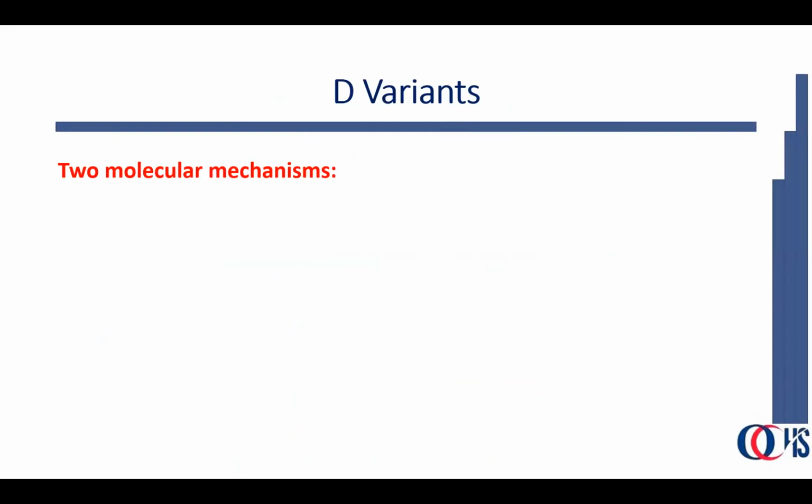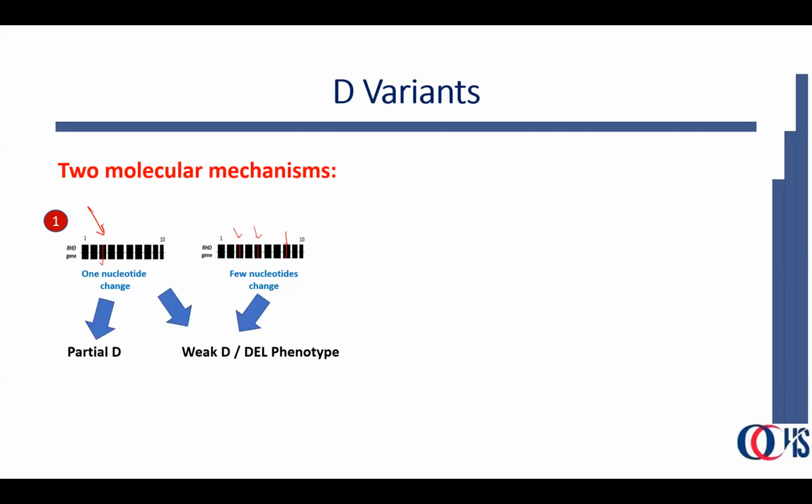I talked about D variants actually. There are two molecular mechanisms behind these D variants. These D variants can be seen due to one nucleotide change or a few nucleotide changes. As you can see here, we have the RhD gene with 10 exons. This red line is one polymorphism, one nucleotide change, and here there are maybe several changes. So what does that mean?